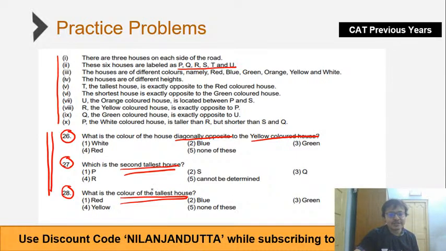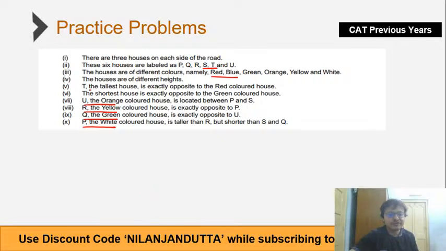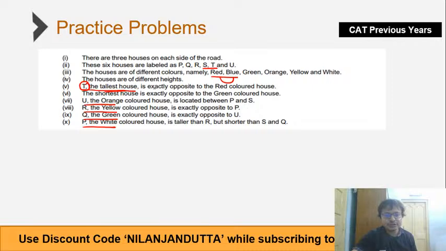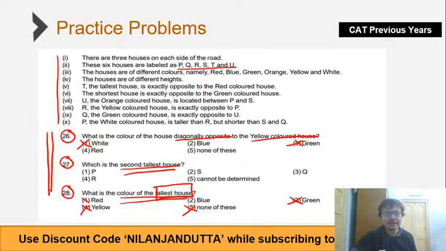There is one question which says color of the tallest house. By tallest house, we are referring to T. The moment you see the question tallest house, look for a direct clue of tallest house. It says T is the tallest house, and we already know T has to be either red or blue. So the answer will be either red or blue. Eliminate all the other options. But among red and blue again, it says T, the tallest house, is exactly opposite to the red colored house. So the tallest house is not red. It has to be option 2, which is blue.